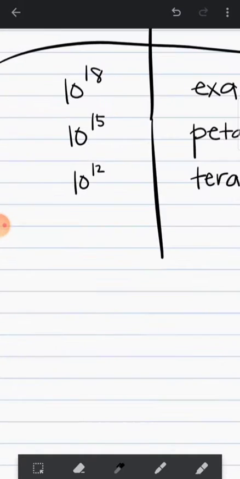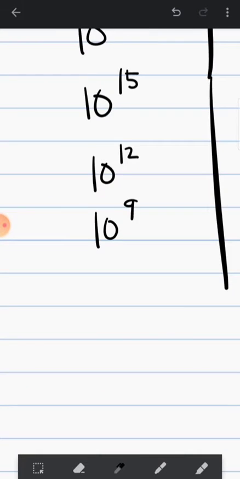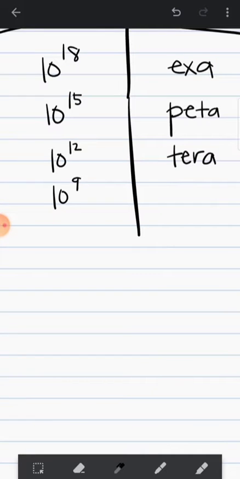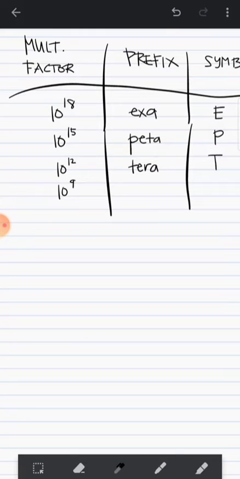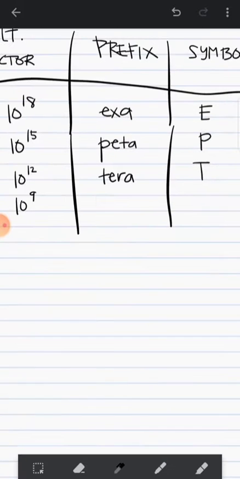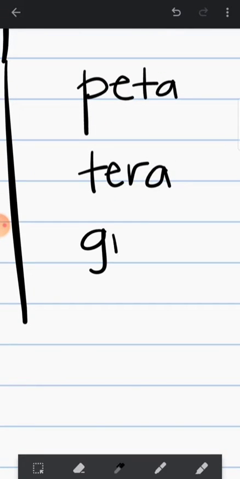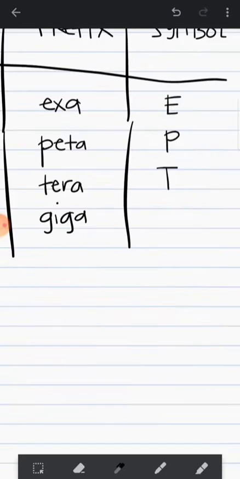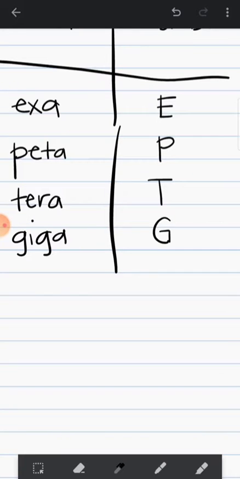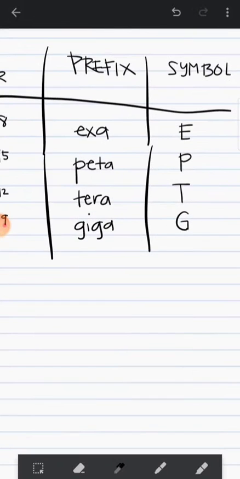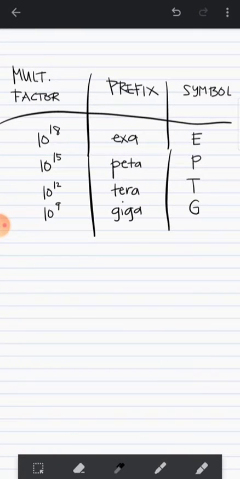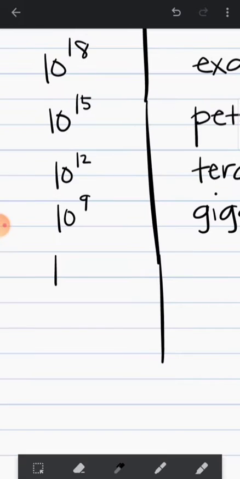And then 10 to the 9. It's the most common one, especially on SD cards, flash drives, and some hard drive storage. So 10 to the 9 is giga, with the symbol G. So if you see GB, that simply means gigabyte. So that's it.